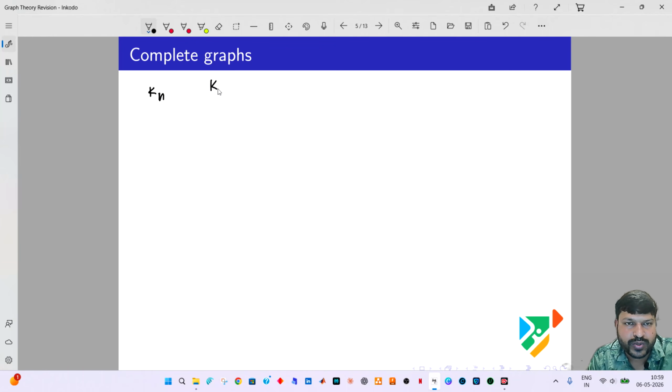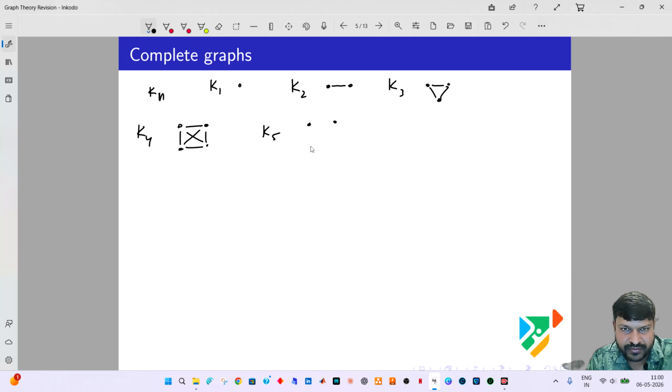When n is equal to 1, you get a single vertex. When n is equal to 2, n equal to 2 means two vertices, and all pairs of vertices are adjacent. K3, you get three vertices and all pairs of vertices are adjacent. So this is your complete graph on three vertices. Similarly, K4, you take four vertices and all pairs of vertices are adjacent. Similarly, K5, you take five vertices and you see all pairs of vertices are adjacent.